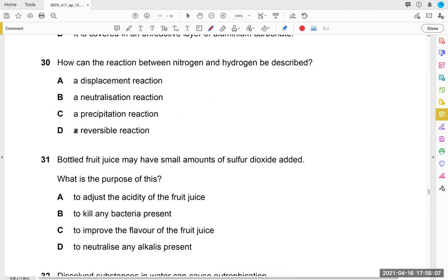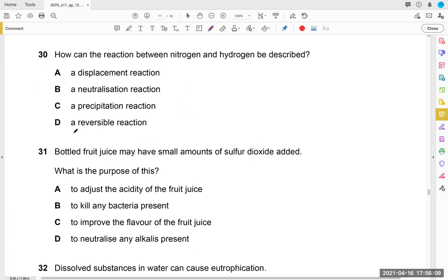And okay, how can the reaction with nitrogen and hydrogen be described? Nitrogen and hydrogen. आप ये लिख लेंगे तो आपको खुद ही ज़हन में आ जाएगा कि इससे तो अमोनिया बनता है. It's a reversible reaction. There you go.